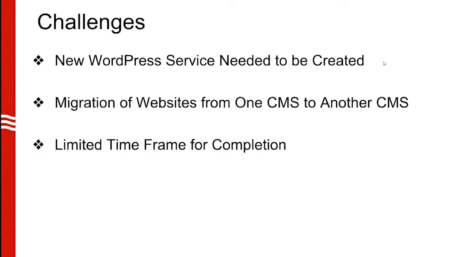The new service went live on January 12th, 2017, so in less than 2 months we were able to put it up. The migrations from the websites of OpenText into WordPress began on January 12th of 2017, and we had 250 sites in OpenText. Each site owner needed to be contacted and scheduled for migration. Migration of the sites, unfortunately, could not be automated.